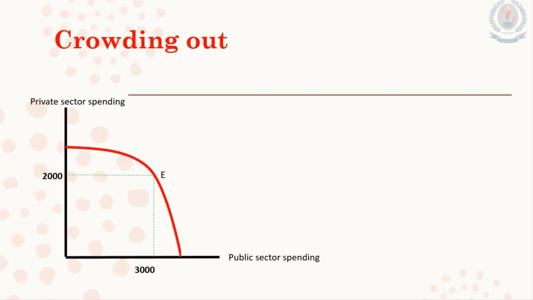Point E shows public sector spending is 3000 and private sector spending is 2000. When point E moves to F, in order to increase public sector spending, we have to forgo private sector spending. So whatever the increase in public sector spending has happened at the expense of the private sector. So when point E moves along the production possibility frontier to point F, the private sector spending would be sacrificed. This is known as the crowding out effect.